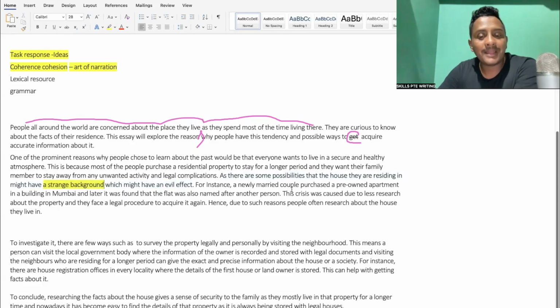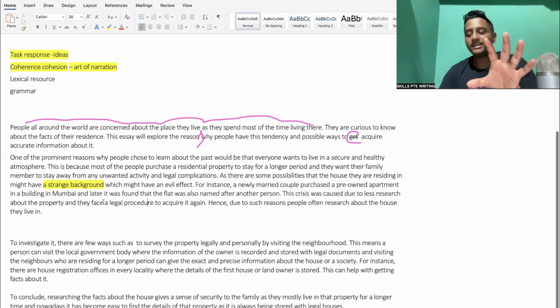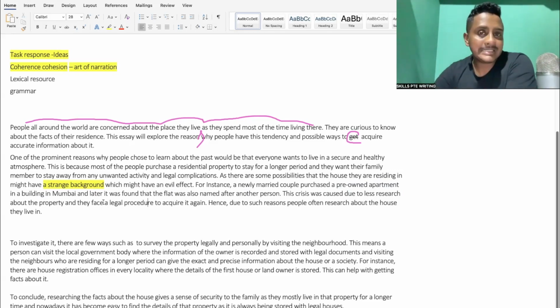For instance, a newly married couple purchased a pre-owned apartment in a building in Mumbai, and later it was found, pre-owned apartments came like 10 years, 15 years before, that the flat was also named after another person. This crisis was caused due to less research about the property, and they faced a legal procedure to acquire it again. The way you have written main idea, supporting idea, example, everything seems good.